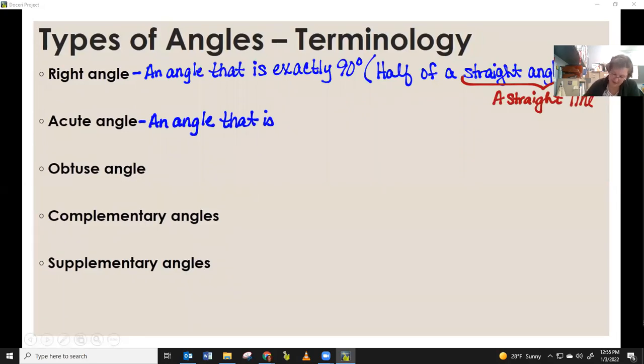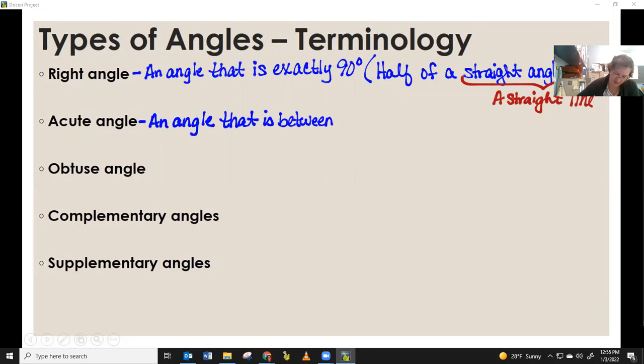Less than 90. So 90 degrees would be its upper bound. Does an acute angle have a lower boundary? Has to be less than 90. Does it have to be greater than anything in order for it to qualify as an acute angle? Yes, that's absolutely correct. Has to be greater than 0.